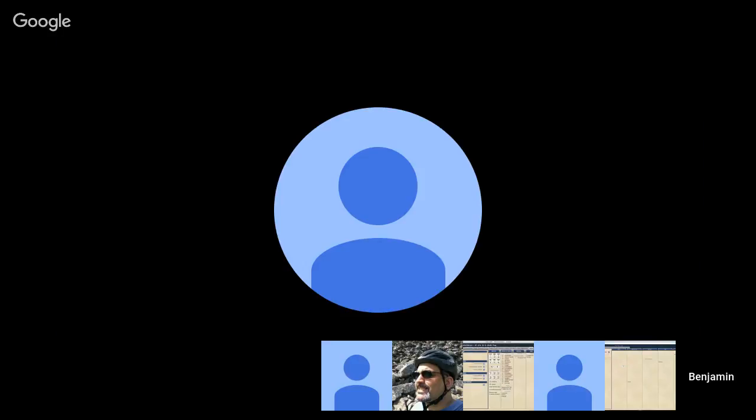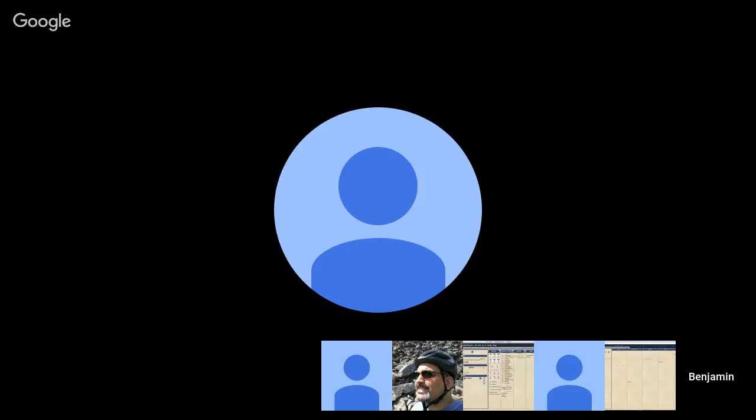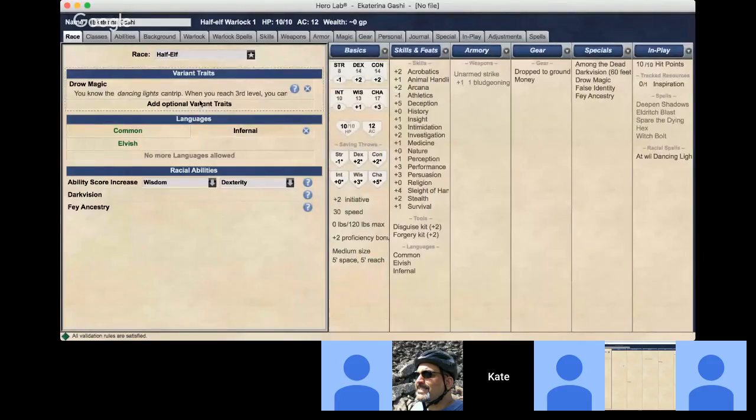Okay, so here's Hero Lab. And going left to right, I started with the race of Half Elf, and took a variant trait instead of a versatility feature of the Half Elf. So one extra language, I took Infernal. Got two ability score increases of +1, plus Half Elves get +2 for Charisma.